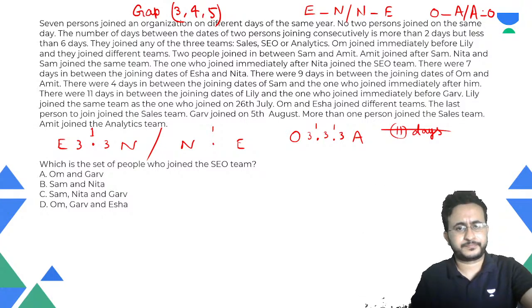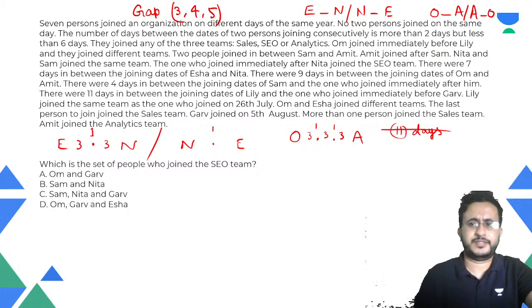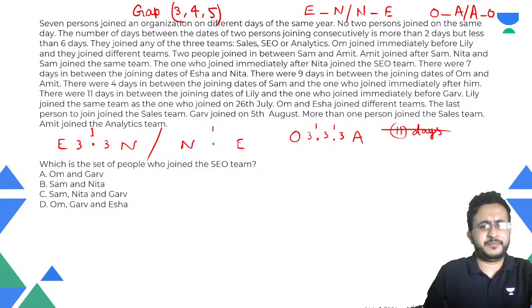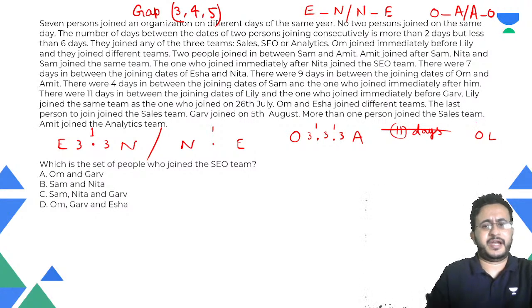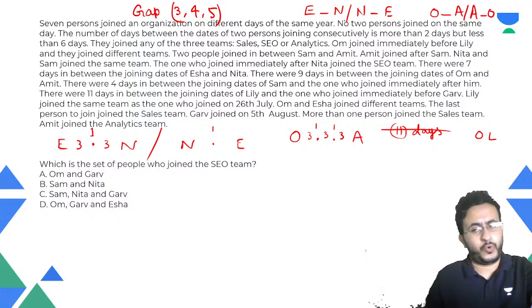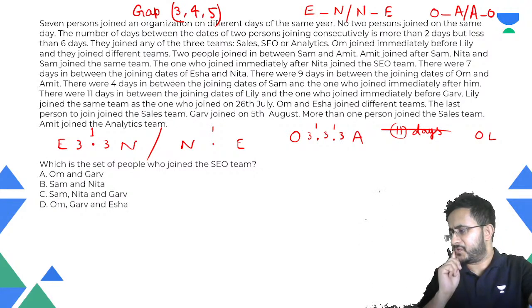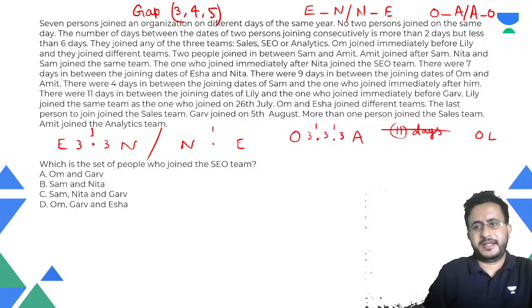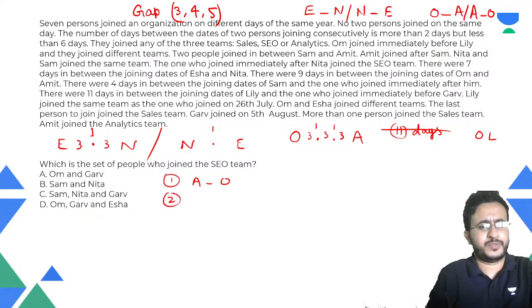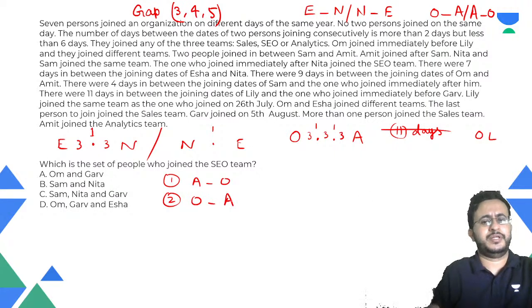Okay, all this is given. Then we are given that Om joined immediately before Lily. So O is just before Lily. One thing that is directly given, and we found out that there is one person between E and N and one person between O and A. So we can have two possibilities: A can come after O, case one, or case two, O comes before A.